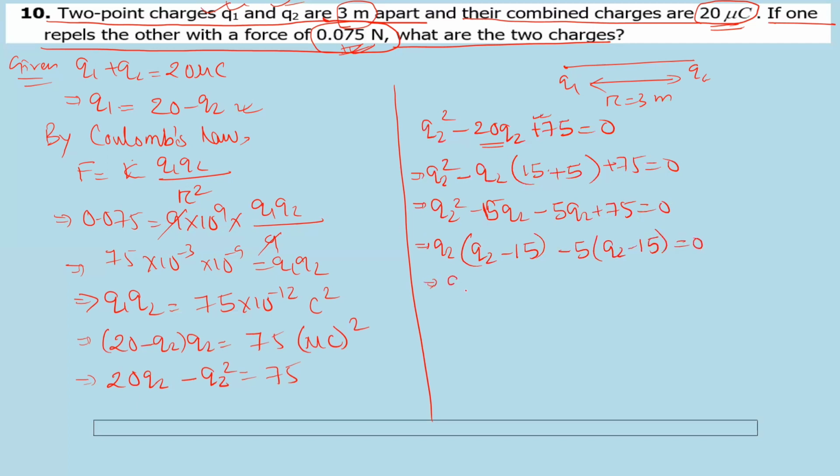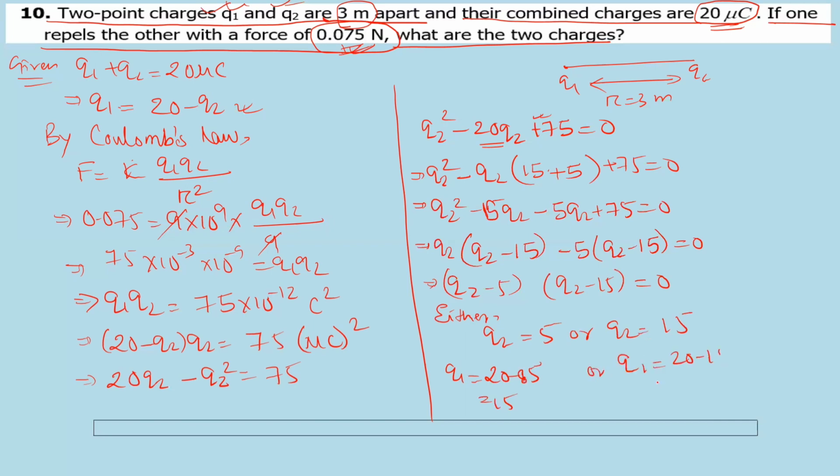So from here you can write Q2 minus 5 is a factor, and next Q2 minus 15 is a factor. So either Q2 can take the value 5 or Q2 can take the value 15. If Q2 equals 5, then Q1 will be equal to what? 20 minus 5, it will be 15. Or if Q2 is 15, then Q1 will be what? 20 minus 15, that is 5. Okay, so either of the solutions you can consider. So these are the values of the two charges. Clear? So this was a very easy question.